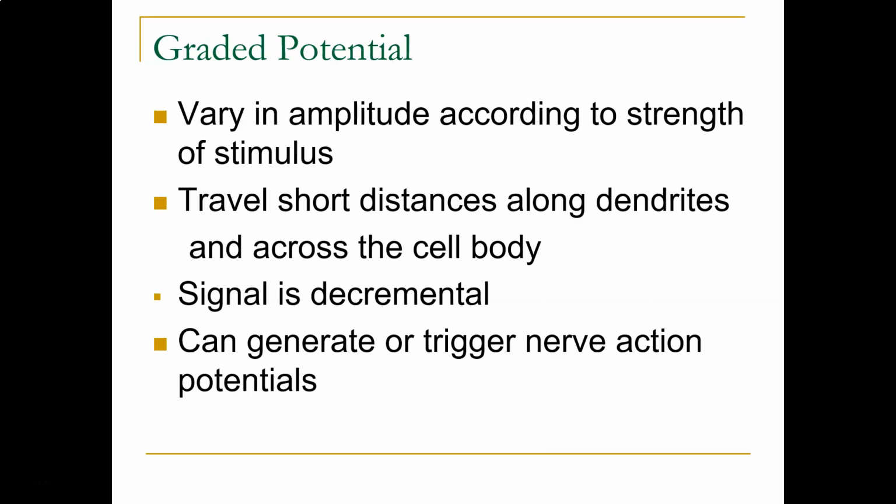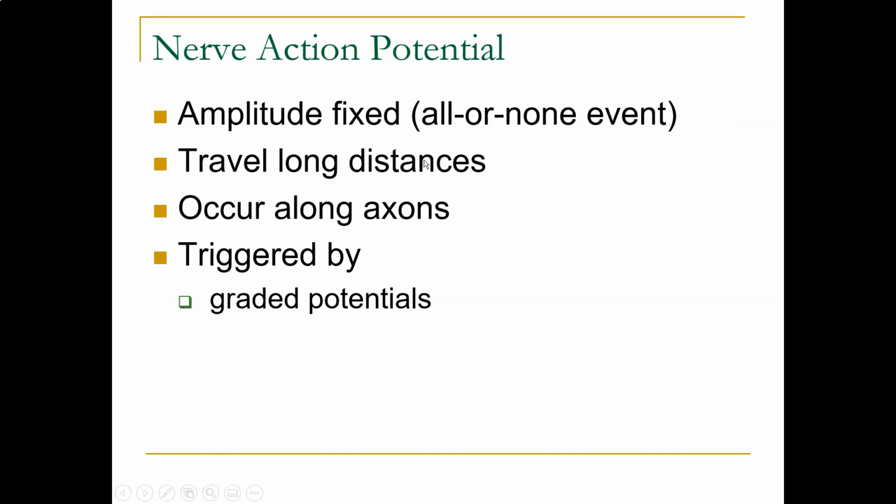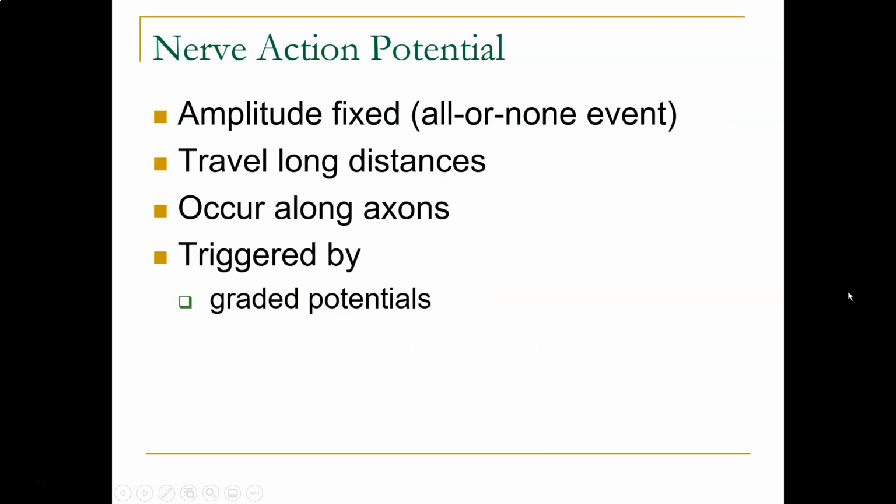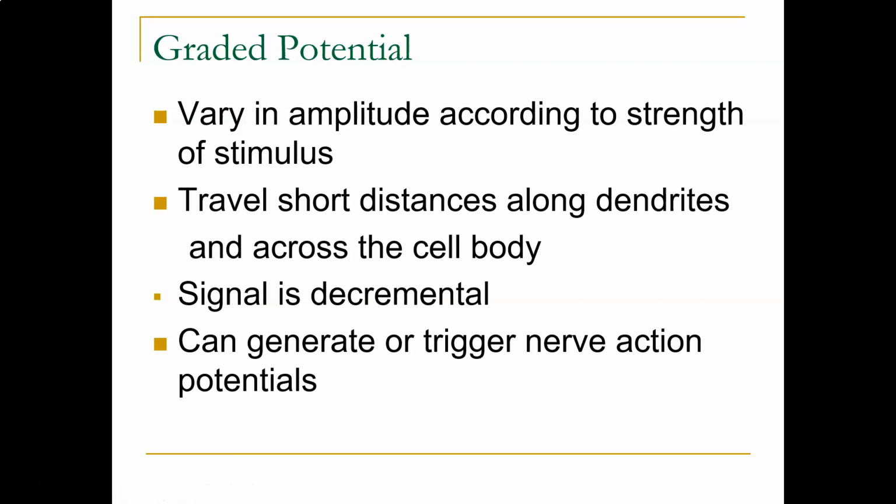Now, graded potentials can be strong or weak, so they do vary in amplitude. And as they travel along to the axon, they get weaker and weaker. That's what decremental means. They're the strongest when they're first initiated by a stimulus, and then they get weaker as they travel along. And then, as I mentioned, this last trait or function really is that they can generate action potentials.